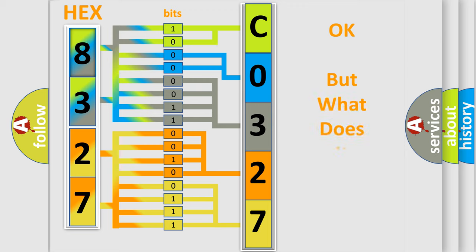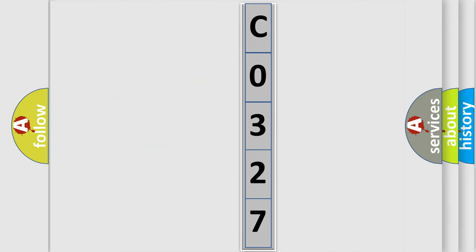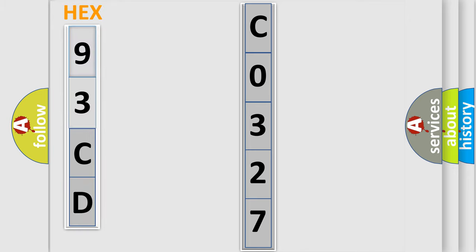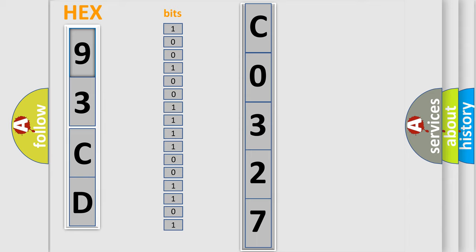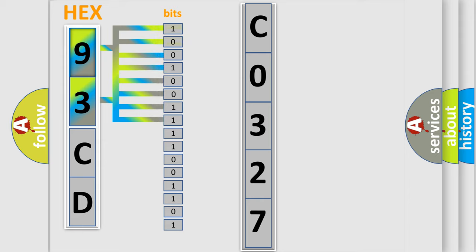The number itself does not make sense to us if we cannot assign information to what it actually expresses. So, what does the Diagnostic Trouble Code C0327 interpret specifically for Saab car manufacturers? The basic definition is encoder circuit malfunction. And now this is a short description of this DTC code. Ignition on, system voltage 9 to 18 volts.